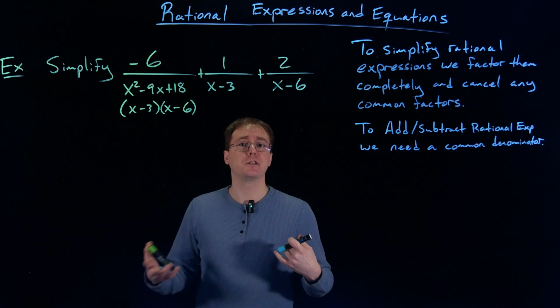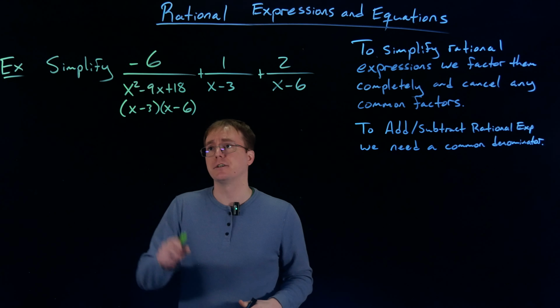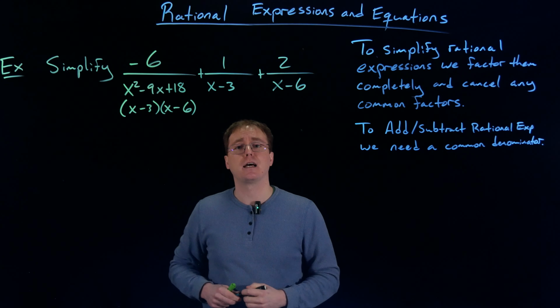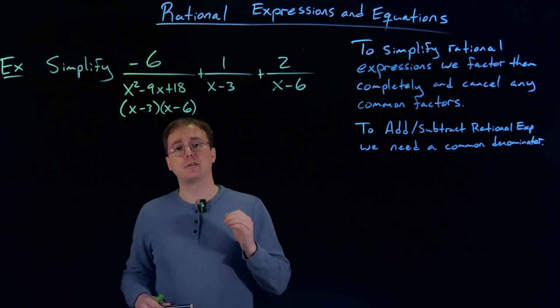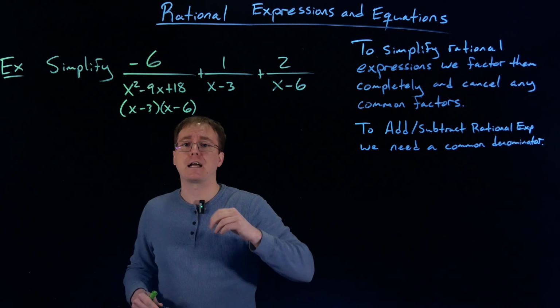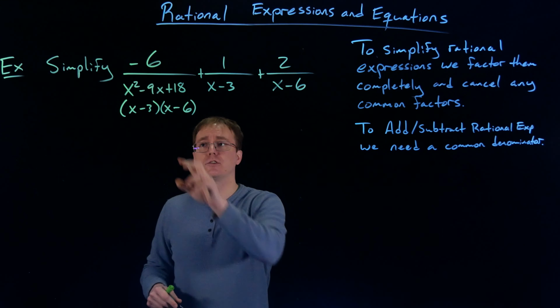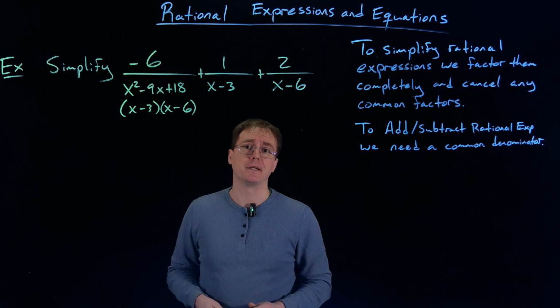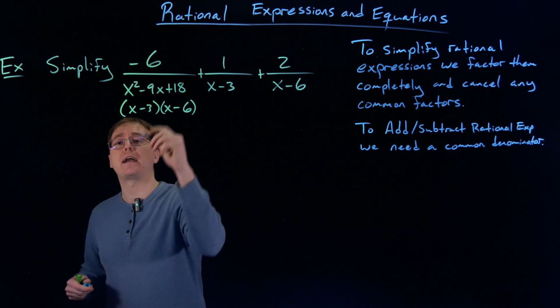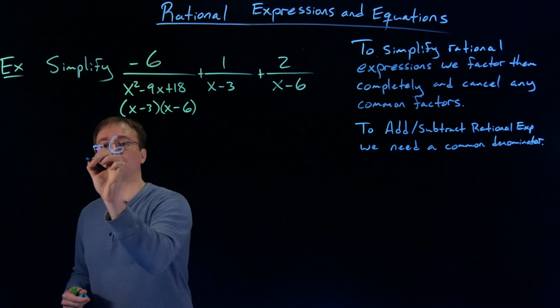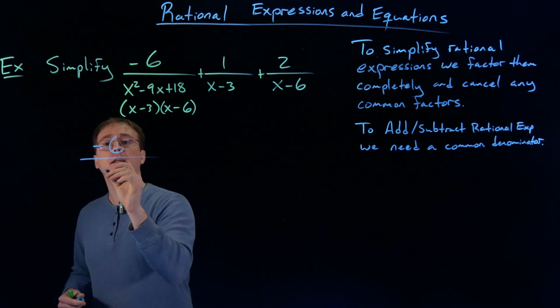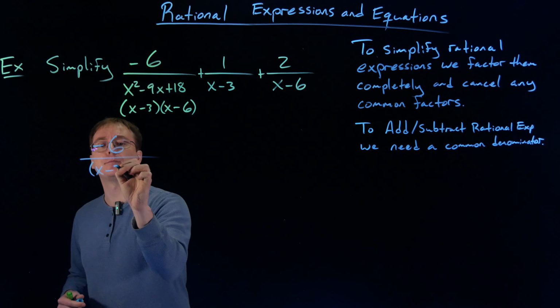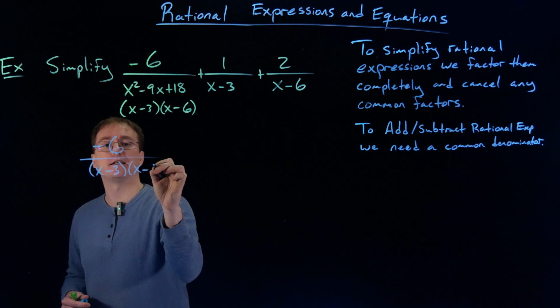So now that we have our denominators factored completely, we can see that the least common denominator, that is the denominator composed of all the unique factors of the original denominators, is just going to be x minus 3 times x minus 6. And so now we have to build up the second and third fractions, or rational expressions, so that they have x minus 3 times x minus 6 as their denominator. And so our first fraction, we're just going to rewrite, not change. It's still negative 6 over x minus 3 times x minus 6.